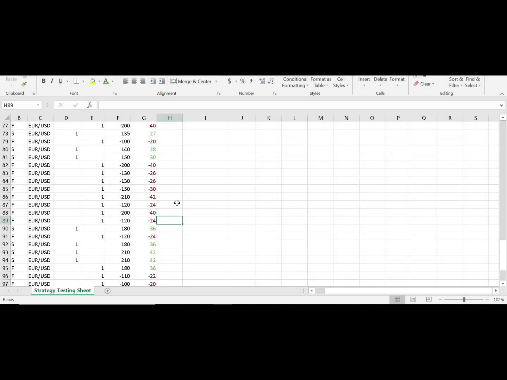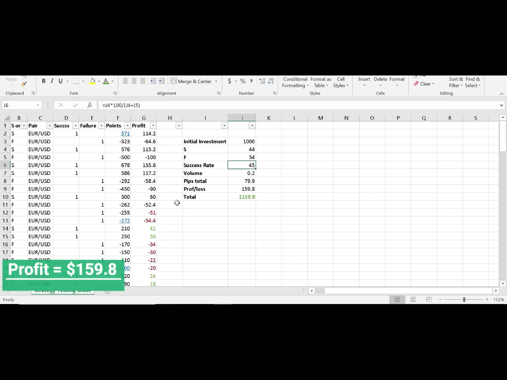We have just finished testing the RSI indicator 100 times. The entire process took around 2 hours. It is always recommended for new traders to test their new strategies at least 500 times before jumping into the real account. We have made a total profit of $159.8.